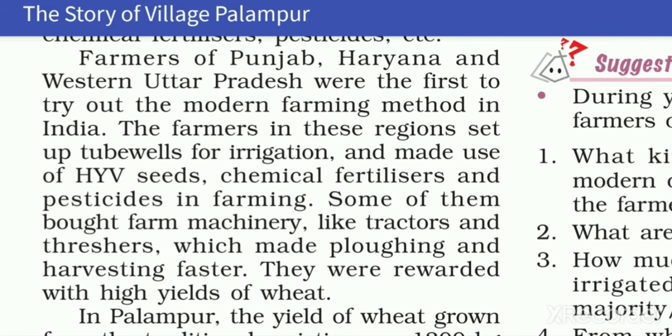Thresher is a machine that separates the grain from the plant. Harvester is a machine that is used for cutting crops. And tractors also. With the help of all these agriculture machines, the farming activity became easy.